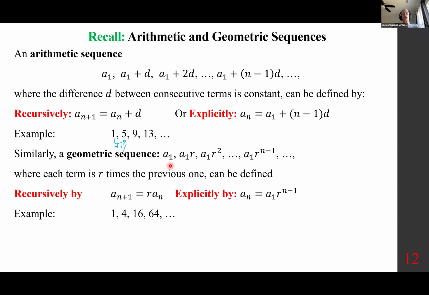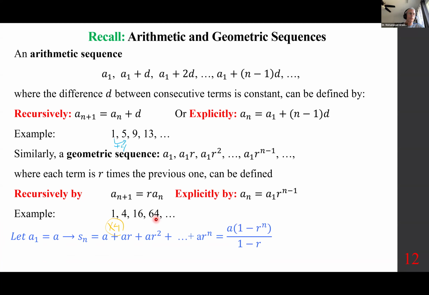Similarly, a geometric sequence, a sub 1, a sub 1 r, a sub 1 r squared, and a sub 1 r to the power of n minus 1 is the general term, where each term is r times the previous one. Recursively, a sub n plus 1 is r times a sub n. Explicitly, a sub n equals a sub 1 r to the power of n minus 1. Notice this is 1 and multiplied by 4. So we are multiplying by 4. You get 4, 16, 64, 256, and so on.